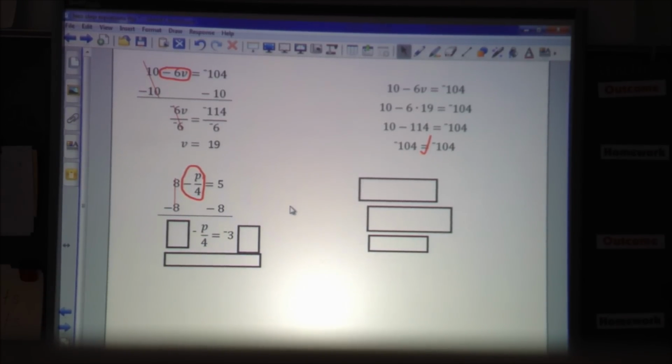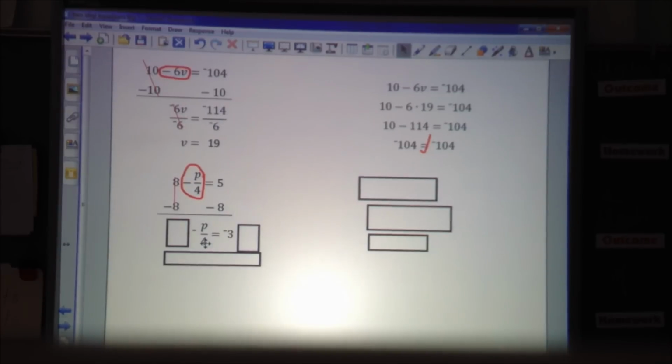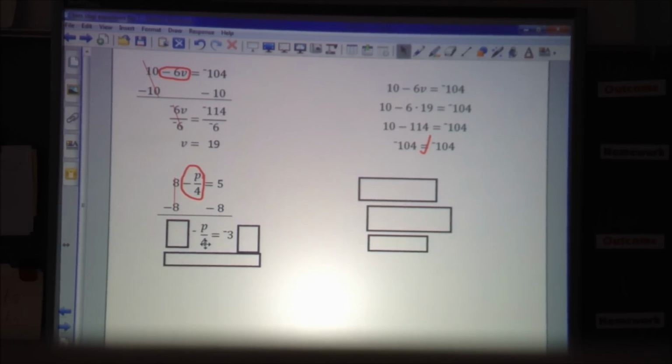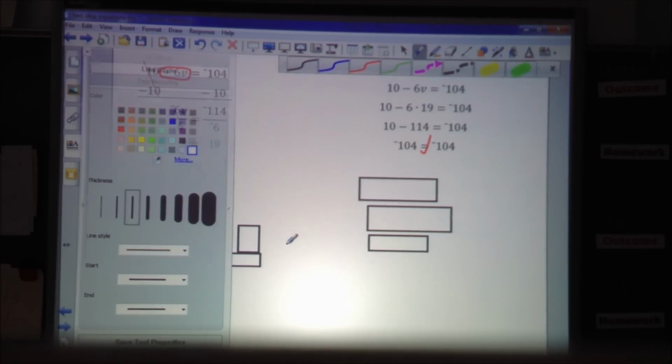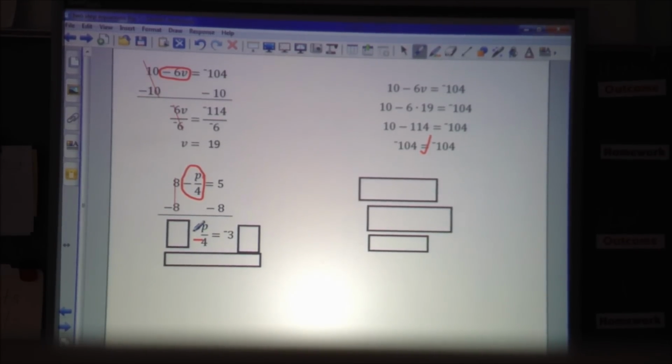Now this negative sign can go either with the p or with the 4. And since I really want positive p as my answer, I'm going to move this negative down here and put it in front of the 4. And I'm going to get rid of it up here. I'm just simply going to move it down. So now it comes down here with the negative 4. And what's the opposite of dividing by a negative 4? You guessed it, multiplying by a negative 4.